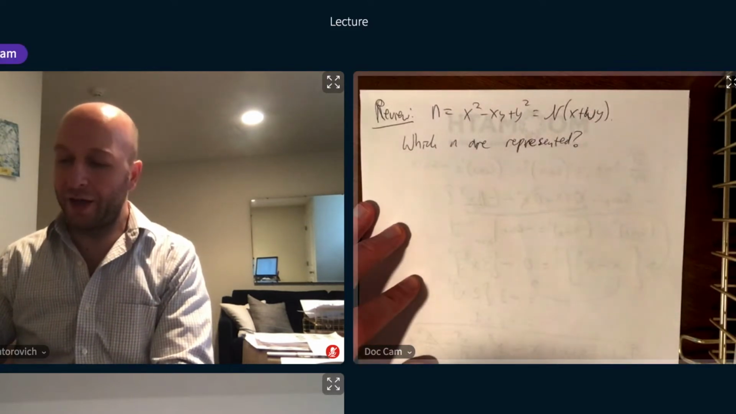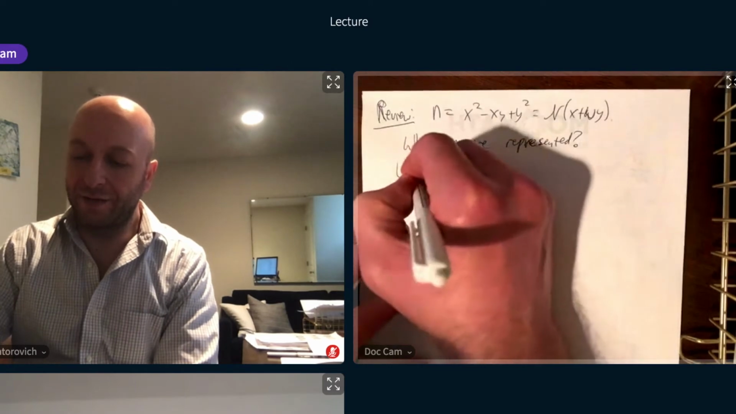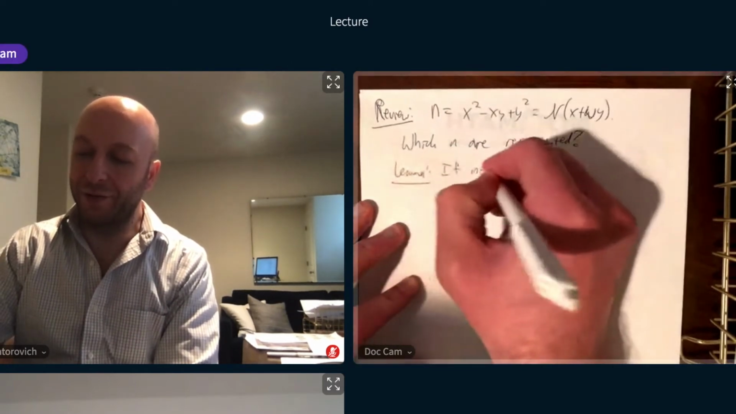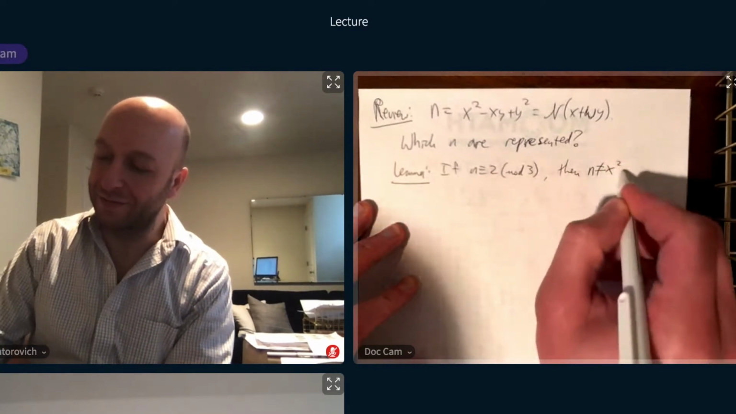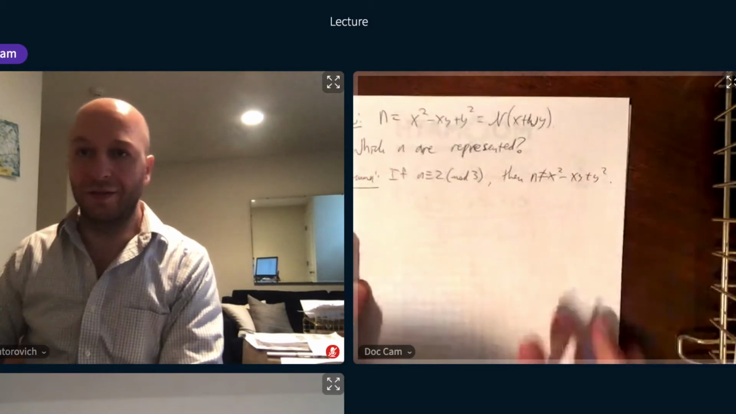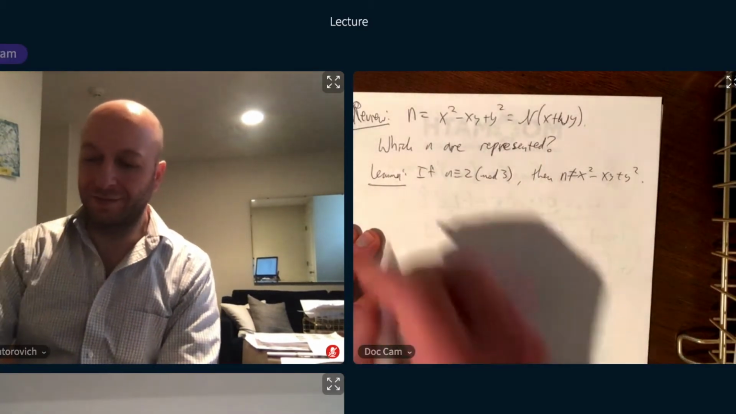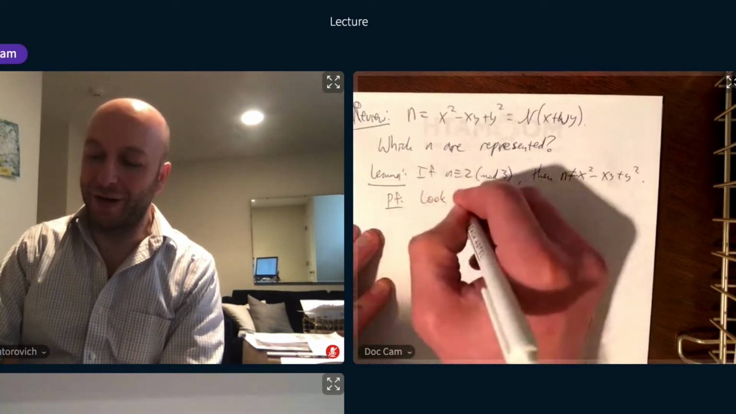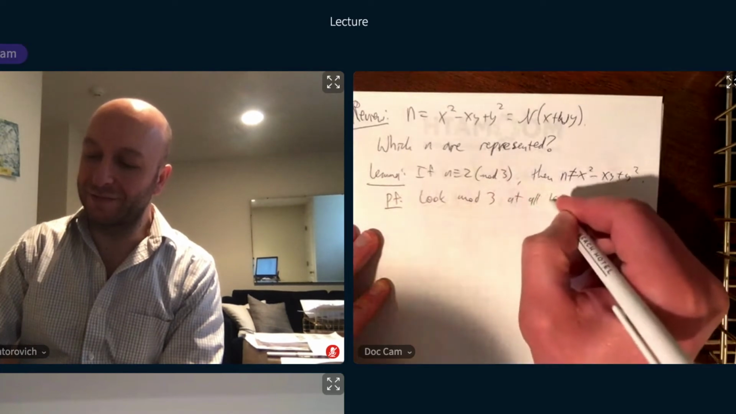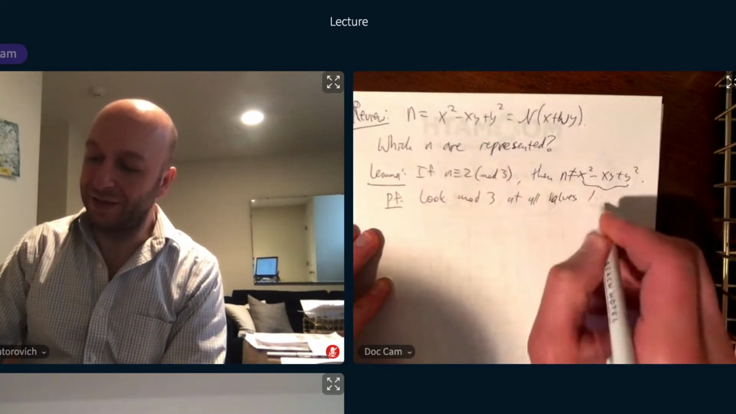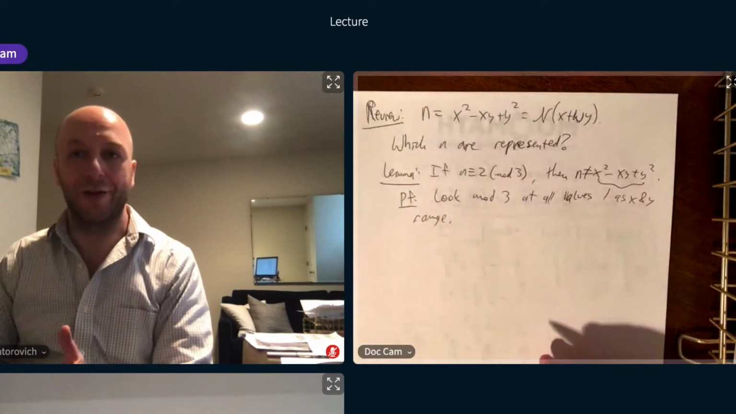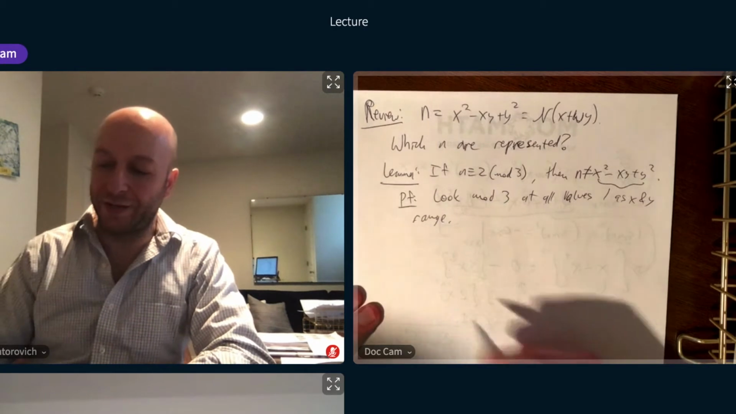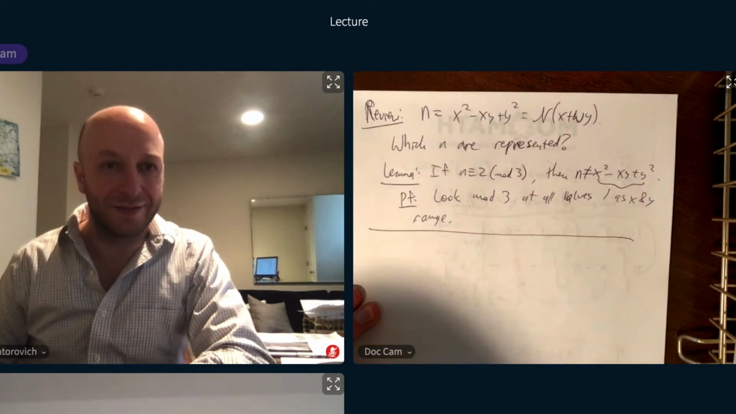And we observed that no numbers, did we do this already? Lemma: if n is congruent to 2 mod 3, then n is not represented, cannot be written in this way. We proved this last time. The proof was look mod 3 at all values of this as x and y range, and you never get the value 2. Can I get a thumbs up if that rings a bell? Any thumbs down? Any questions about that?